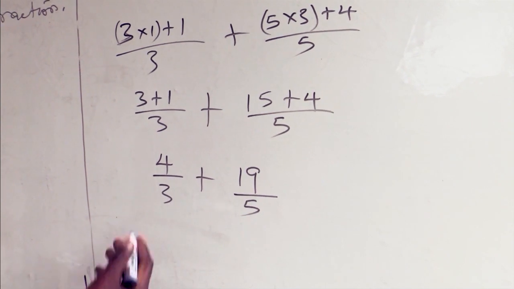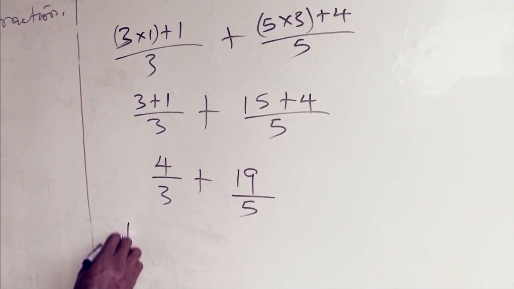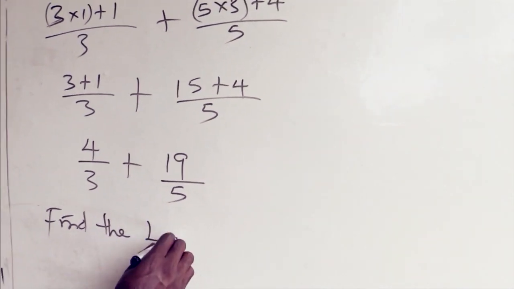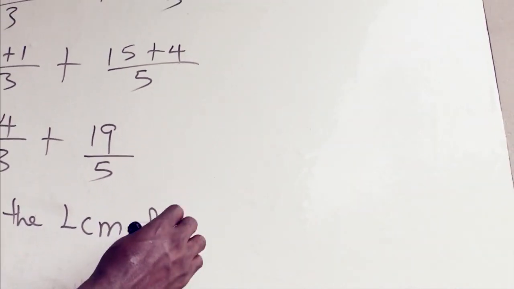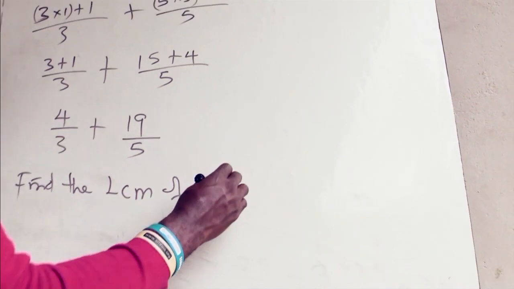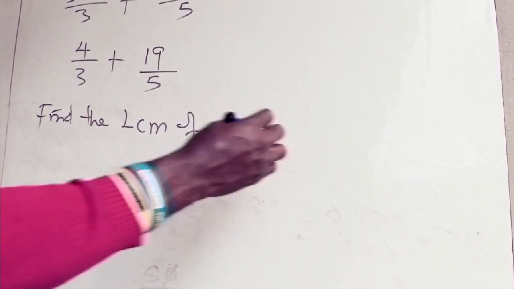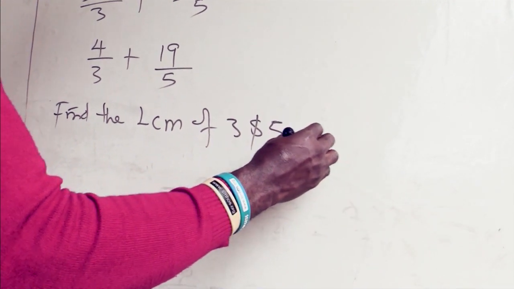What's the procedure? The procedure is to find the LCM of 3 and 5, and that will be what? That will be 15.